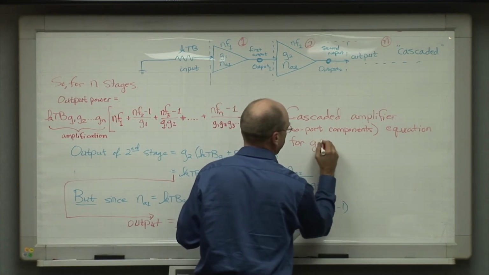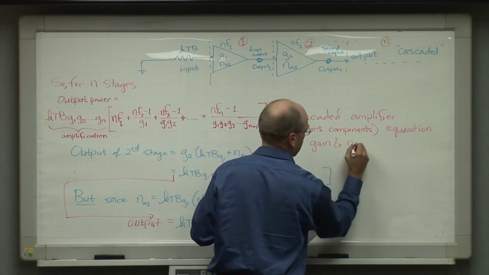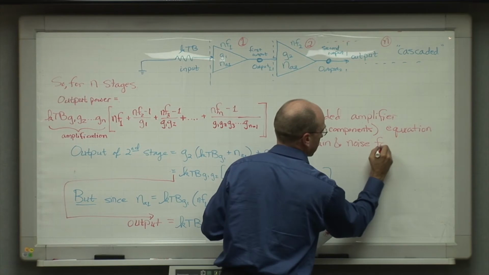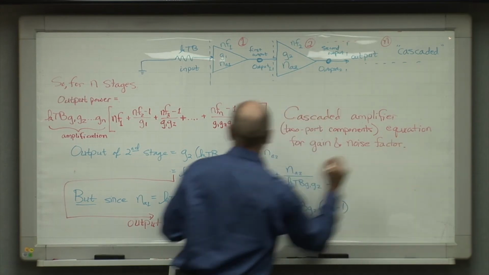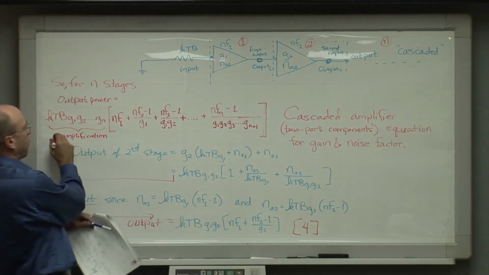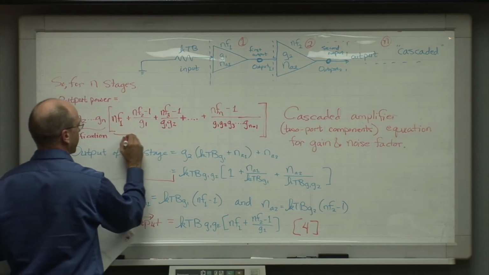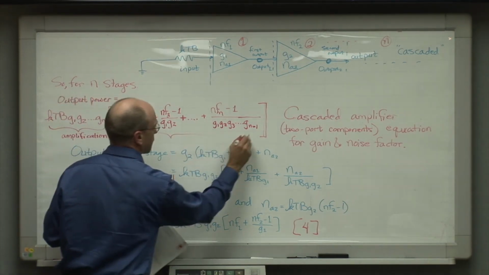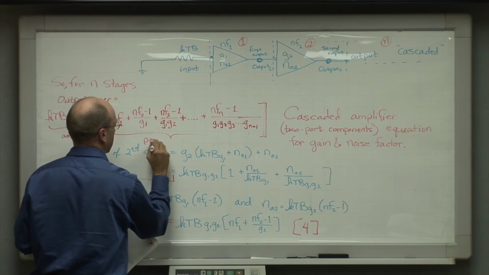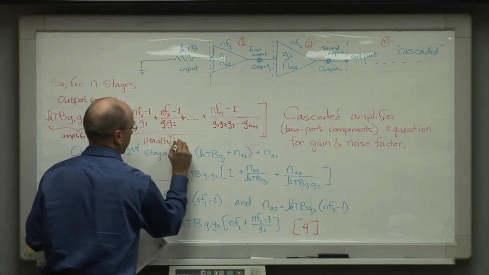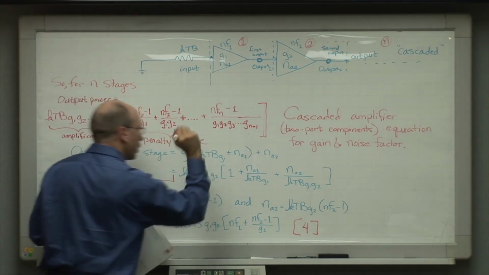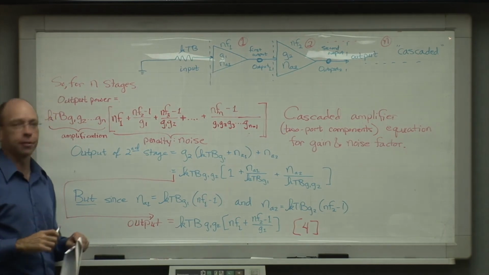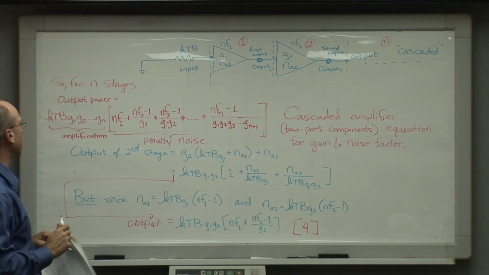For gain, noise figure, noise factor, like so. And where I said that this was the bonus part, the amplification part of the equation, this is the penalty part, which is the additive noise that those generators, those amplifiers, are creating.